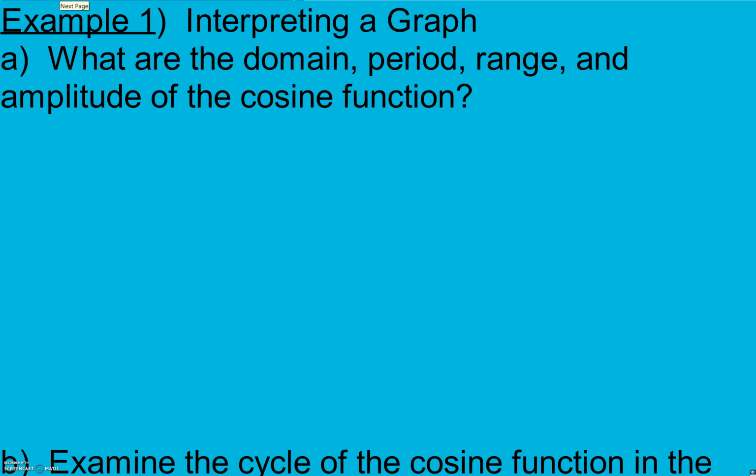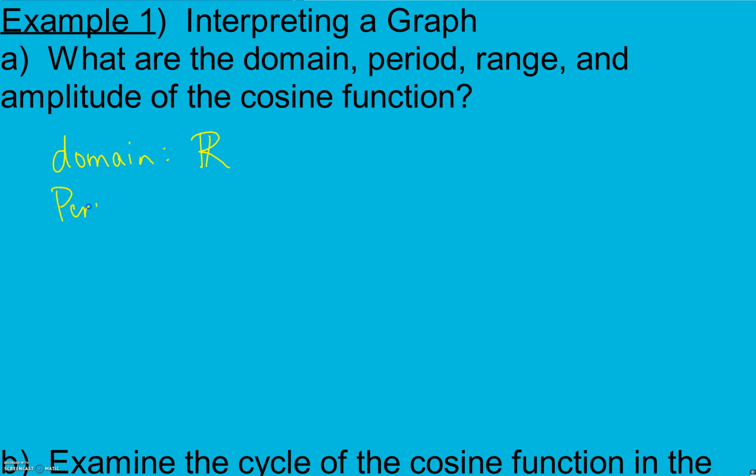Interpreting a graph, in example 1, says what are the domain, period, range, and amplitude of the cosine function. So when we look at that graph on the bottom of page 861, its domain is going to be all real numbers. Remember, domain is x, and here that's our theta. We can plug in any number we want to there and get a value.